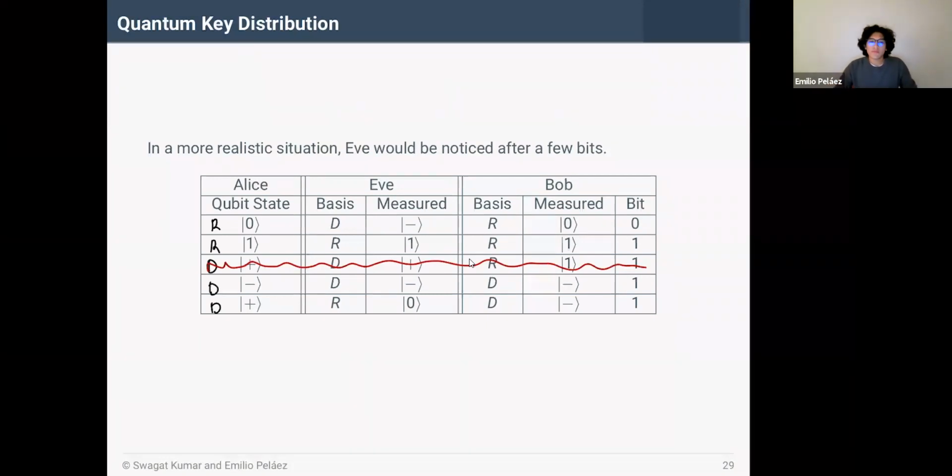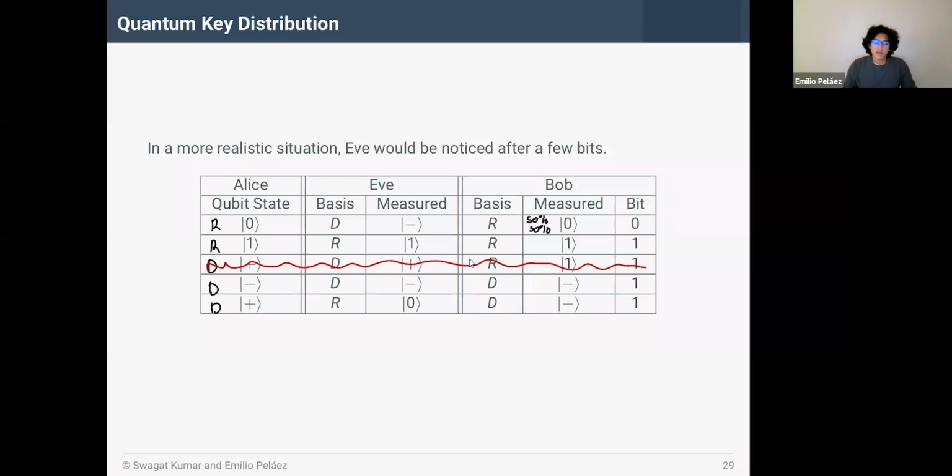So in the first one, again, Eve chooses the wrong basis, but Bob chooses the same basis as Alice, but he will have a 50-50% chance because he will receive the minus state. Again, this time he's lucky enough to measure 0. Okay, so in the second qubit, all three of them choose the same basis, so they're safe. In the fourth qubit, it's the same. The three of them choose the same basis.